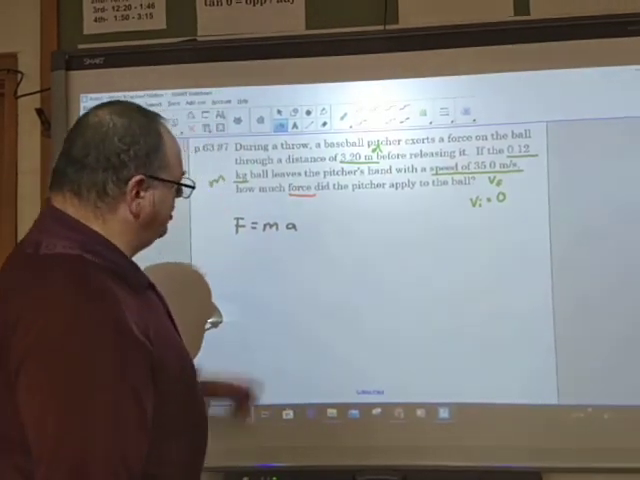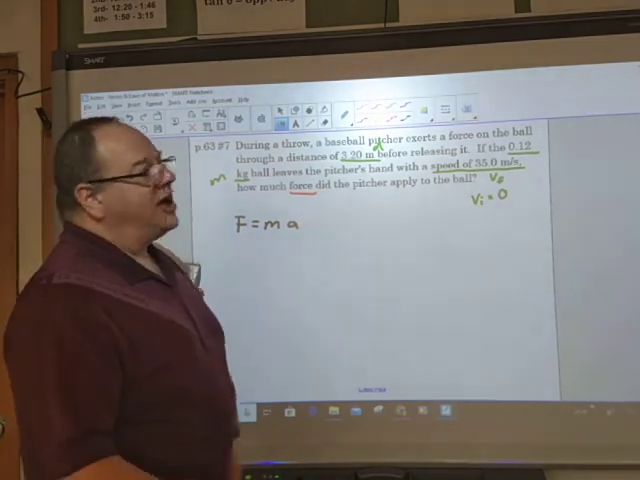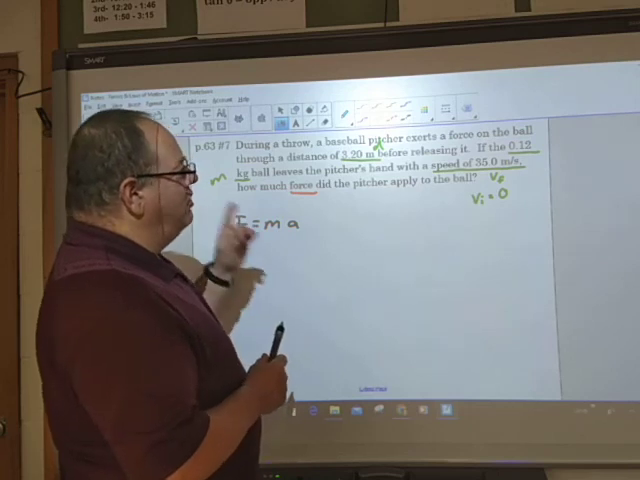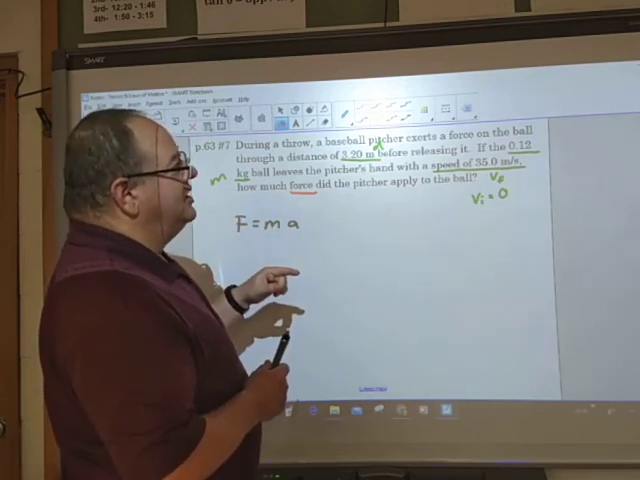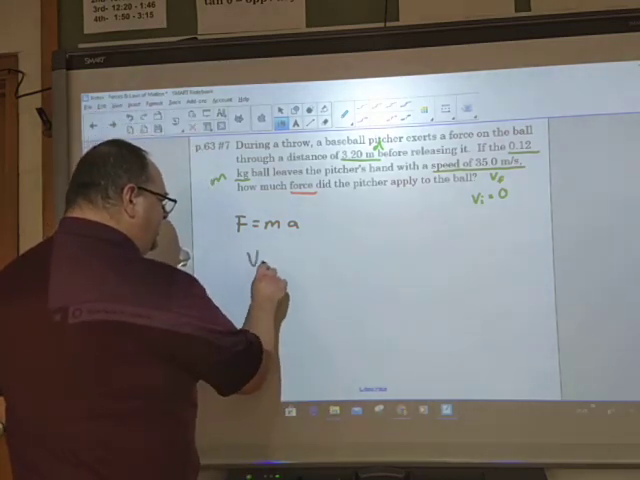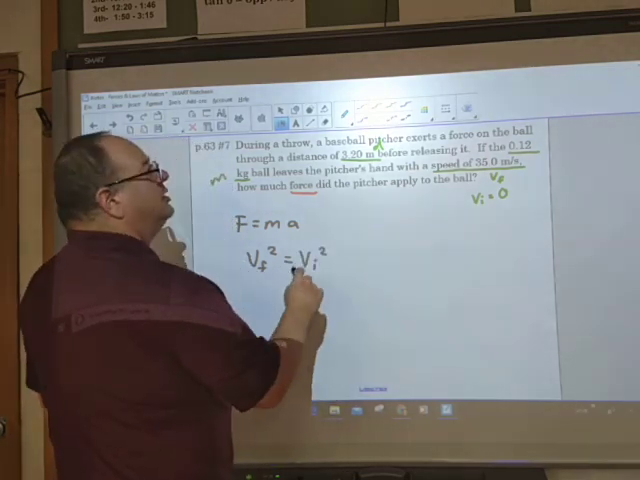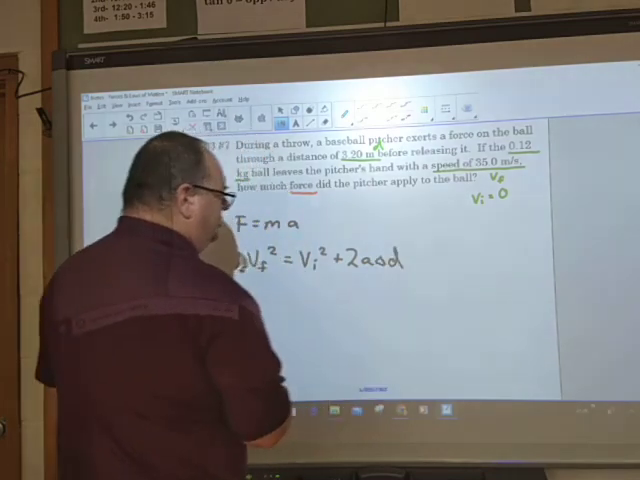All right, so F equals MA. We need to find the A, and so I'm going to think about my equations here. I know VF and VI and the D. So it looks to me like our equation we want to use is VF squared equals VI squared plus 2A delta D. Okay?